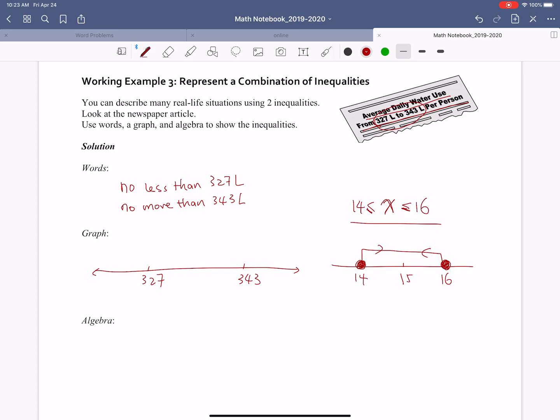No less than, but can we drink that much? Yes, that means this number is included. Can we drink that much? No more than, right? But that's the maximum we can drink, so that's included too. So these are solid boundary points. Okay, so that's the range. Any amount of water in between is recommended.